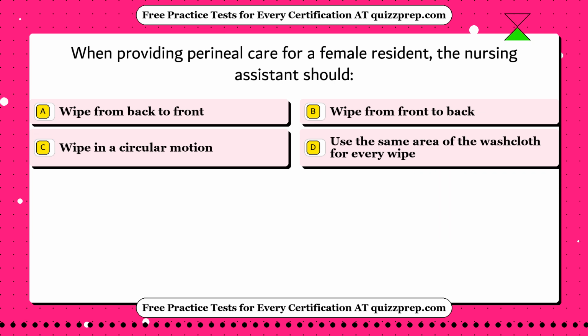Question 20. When providing perineal care for a female resident, the nursing assistant should option A, wipe from back to front. Option B, wipe from front to back. Option C, wipe in a circular motion. Option D, use the same area of the washcloth for every wipe.